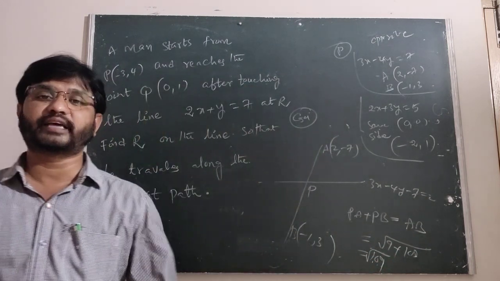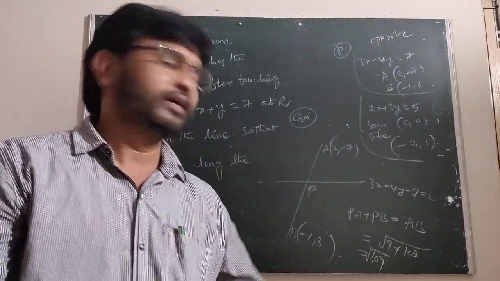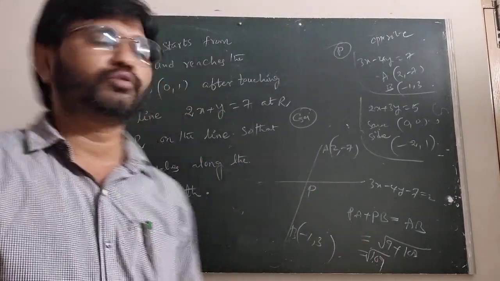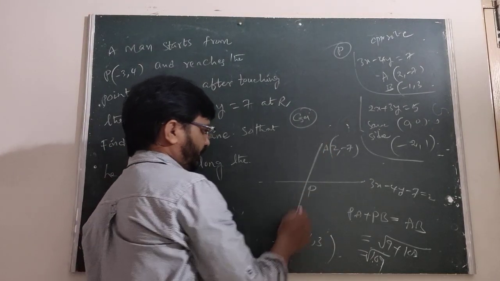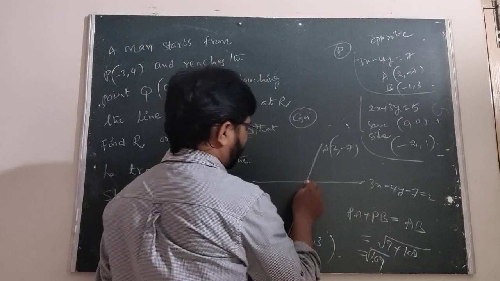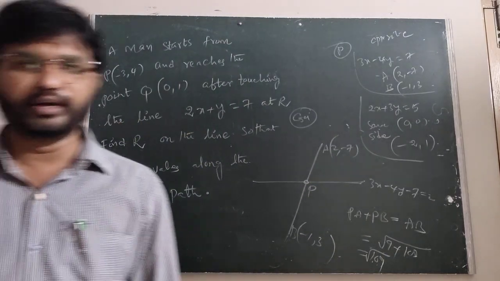When the points lie on either side of the line, the minimum distance of PA plus PB is that one. In this case, how to find P? The point of intersection of the line segment AB and the given line is the point P. Now we are going to case 3.